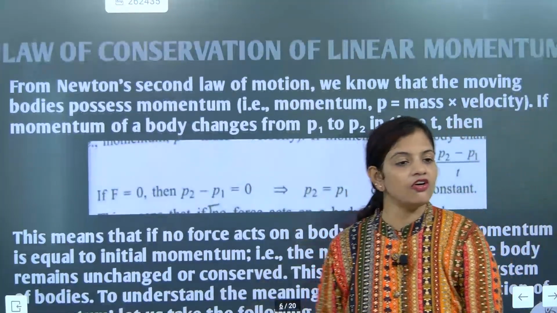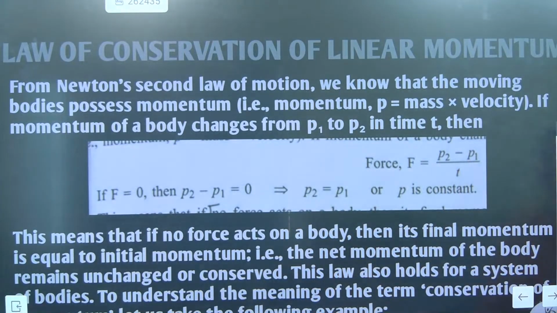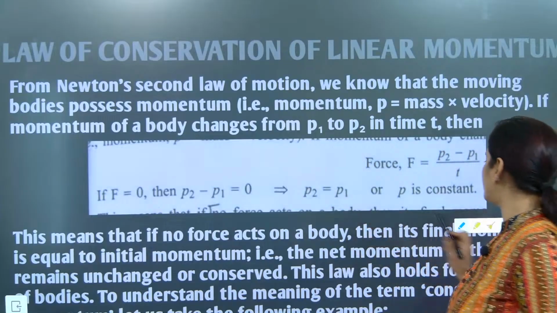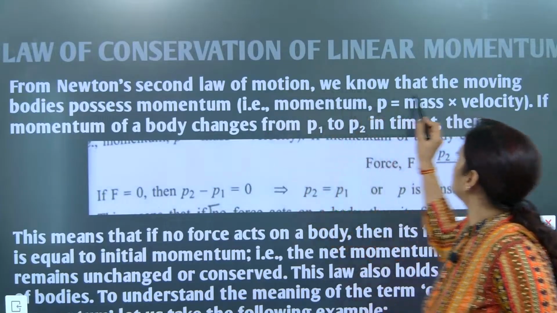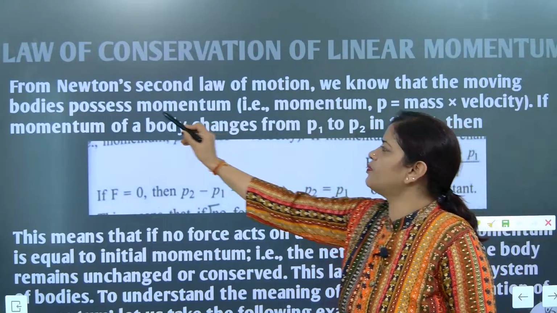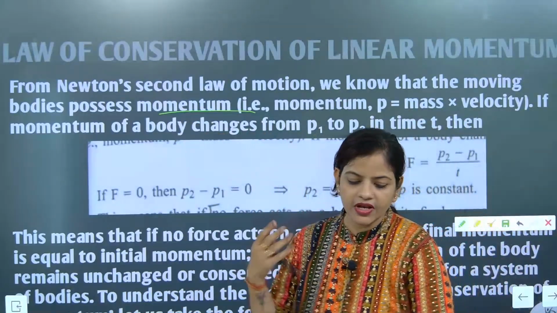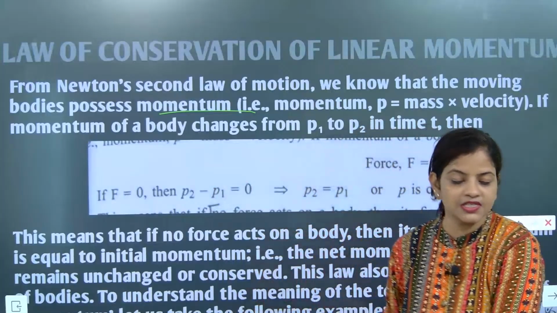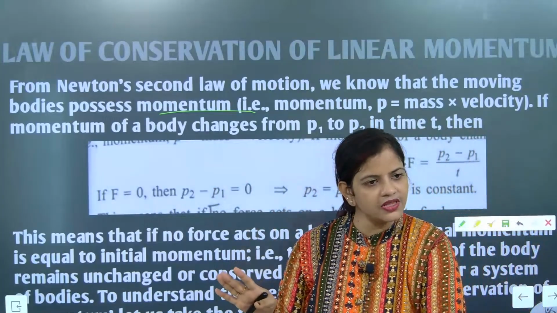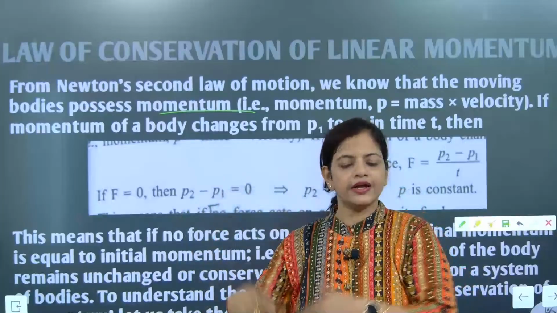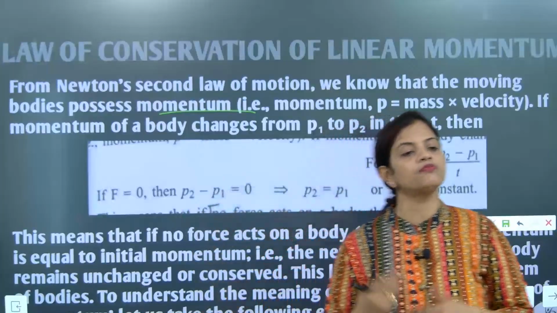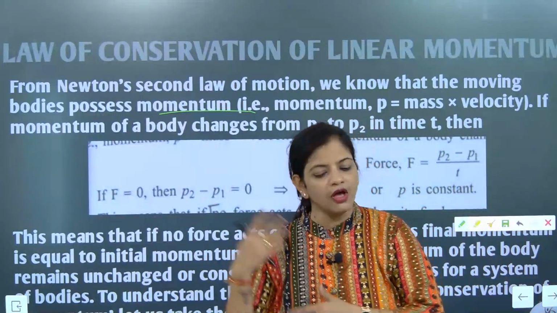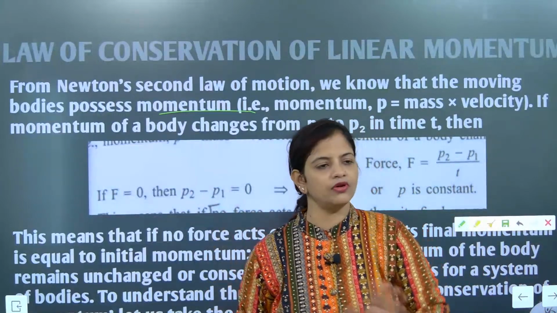Now look here, beta. Newton's second law of motion, we'll try to understand one by one, not in a hurry, but through a detailed conversation. We know that moving bodies possess momentum. Whenever any body is in motion, what will it possess, beta? Momentum. That's a simple thing. Momentum is mass into velocity. A body having mass into velocity is supposed to have momentum.